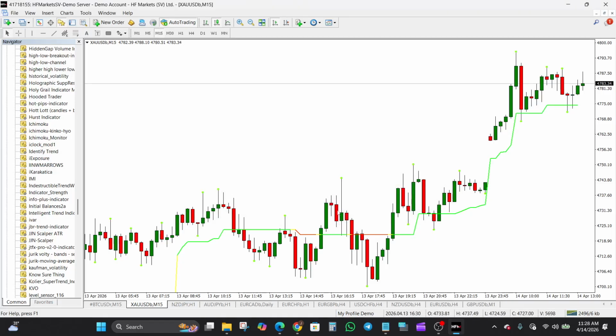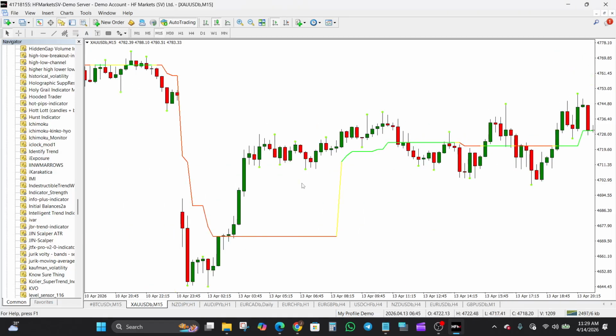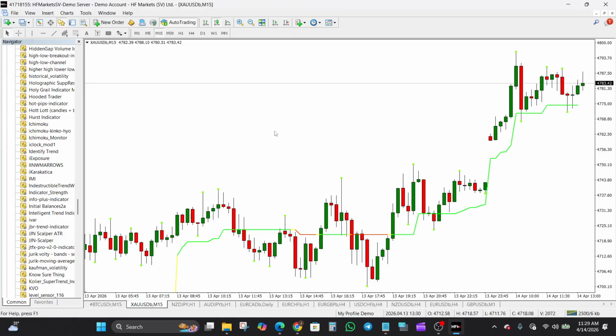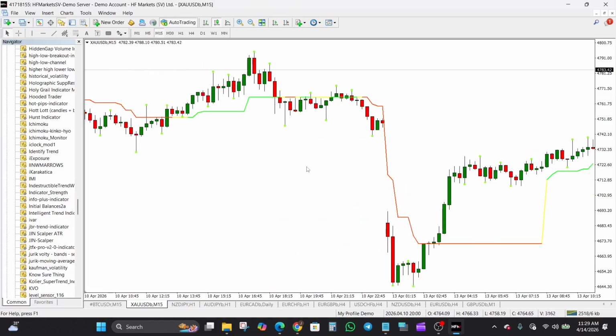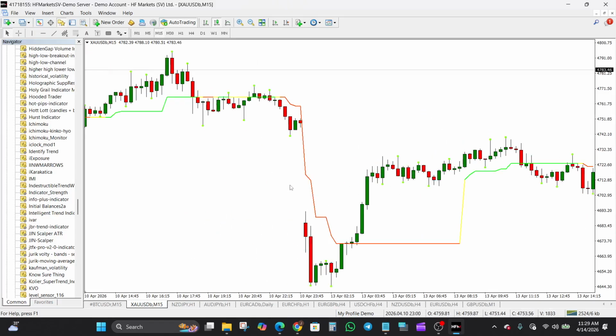This is how the indicator looks, a pretty straightforward indicator. It has an indicator line and it also uses dots, a combination of a line and dots. So what does this line do? It helps us to identify the prevailing trend in the market.